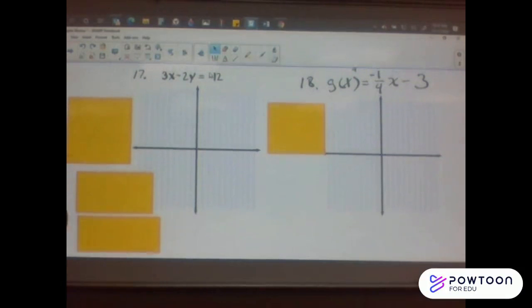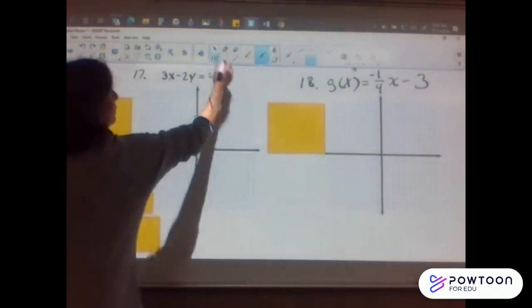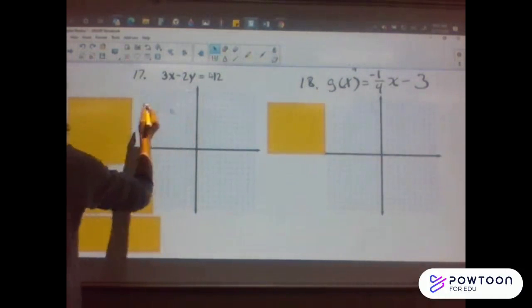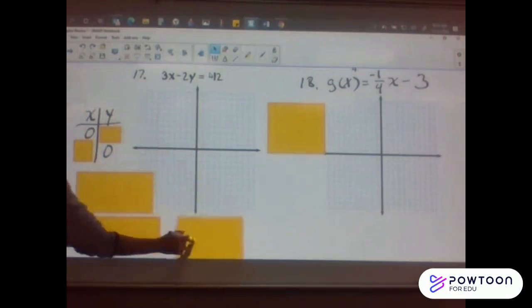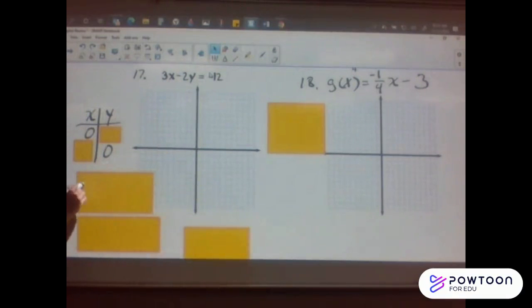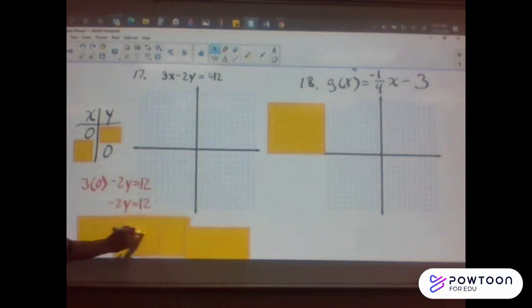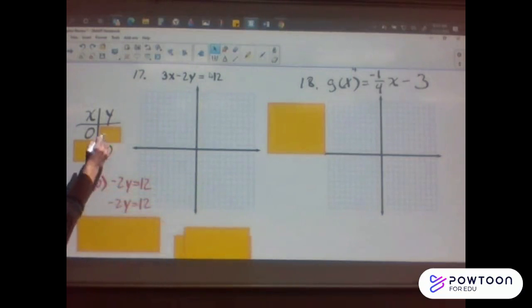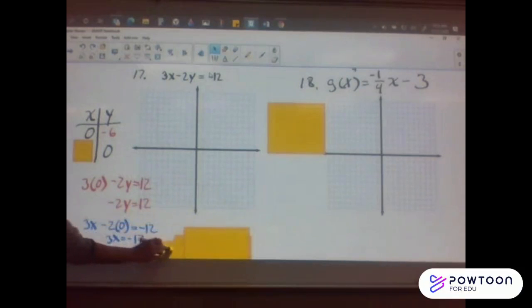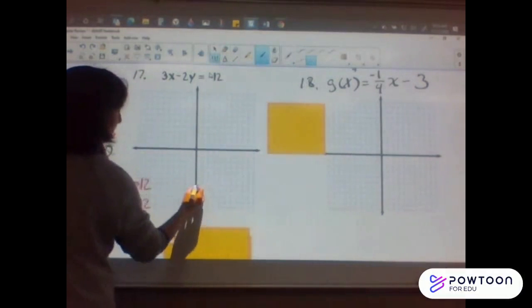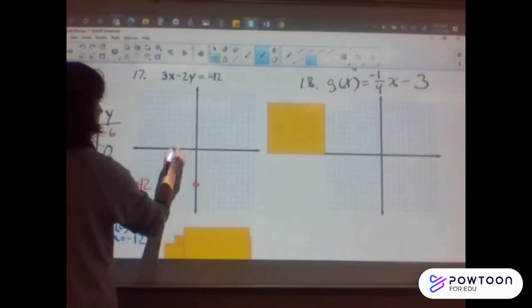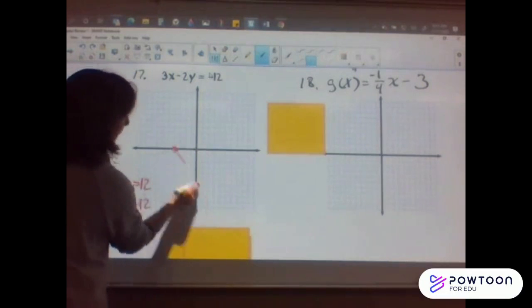Now for this first linear function, it is in the form of ax plus by equals c. So we're going to set up our chart where we plug 0 in for x and 0 in for y. 0 in for x leaves us with y equaling -6, and then substituting 0 in for y leaves us with x being -4. Those are 2 points on our graph, and we can draw our line.